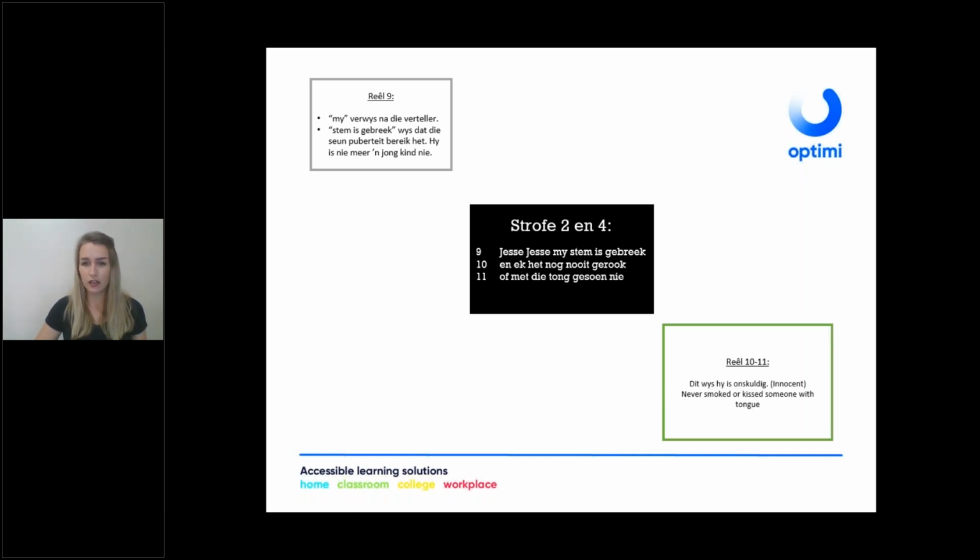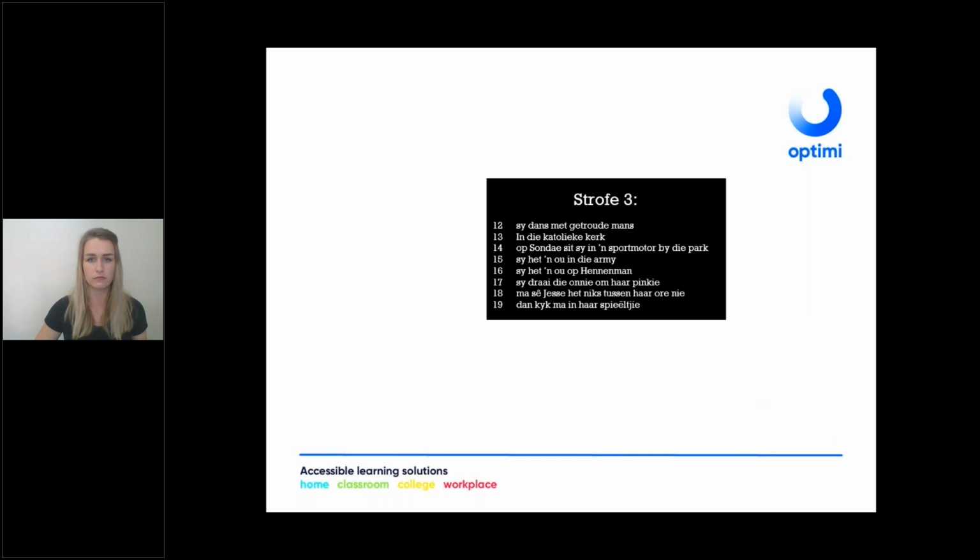Okay, reël 10 en 11. En ek het nog nooit gerook nie, of met die tong gesoen nie. It means that he has never smoked or has French kissed anyone. This is a sign of his innocence. But it could also be that he's asking her to teach him. Like he's old now, but he hasn't smoked or French kissed anyone yet. So he could be asking her to show him how to do these things.